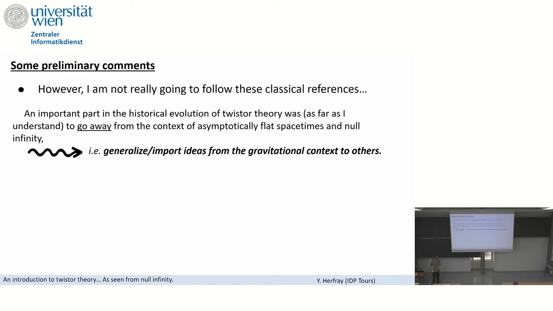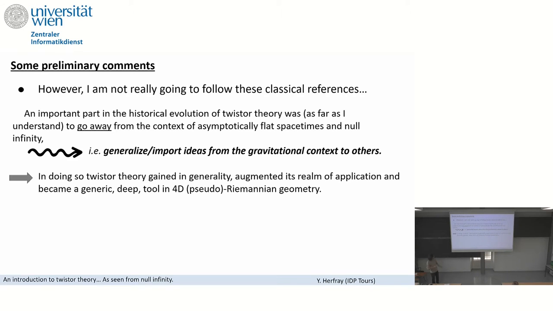So in a sense, a huge part of what twistor theory was in the beginning was trying to go away from scri, away from ideas in the gravitational context, and import ideas from that setup into other setups. This is what made twistor theory useful: you could take ideas from gravity but then go beyond that, to other signatures. In twistor theory, you don't ever need scri or these sort of things.